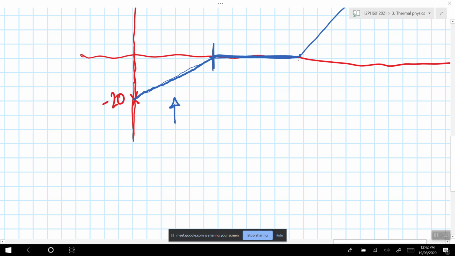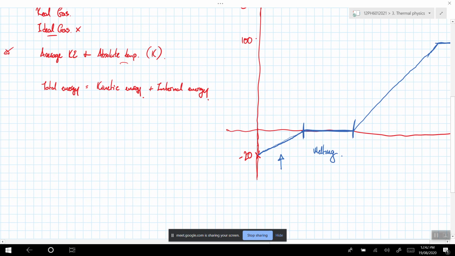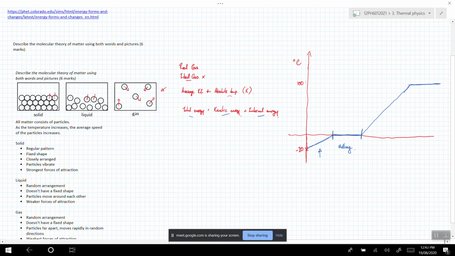In this part, where we're melting, we're still putting in some heat energy, but we're not getting a temperature increase because all of that energy is going into what we call the internal energy of that material. So there's still energy going in, the temperature isn't going up, so the kinetic energy isn't going up, but the total energy is still going up. So that's because we've put that energy into an internal energy instead.